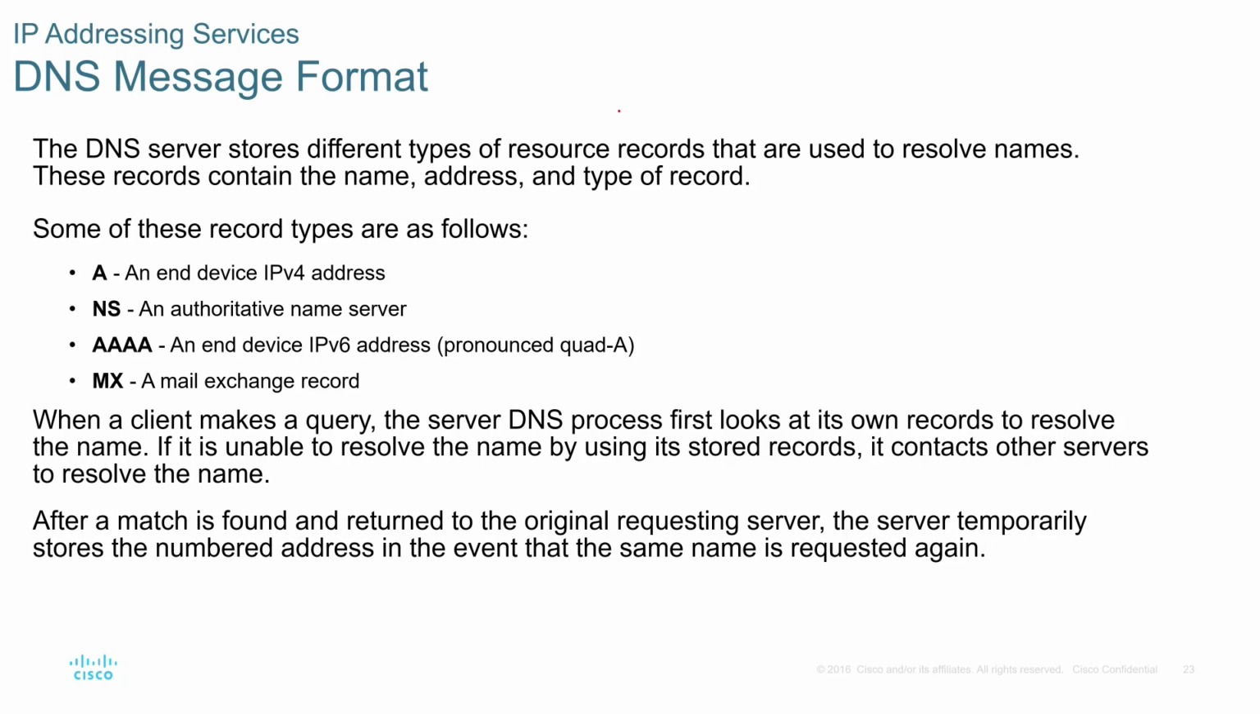When a client makes a query, the DNS server process first looks at its own records to resolve the name. If it is unable to resolve the name locally by using its stored records, it contacts other servers to resolve the name. When a match is found and returned to the original requesting server, the servers in place will store that DNS so that the next time it is requested, it will be a local event rather than having to go out to a remote server. It normally takes about 7 days for a new domain name to be available throughout the world.